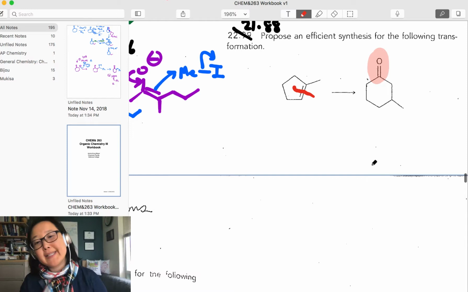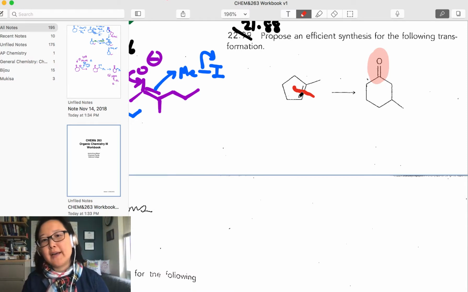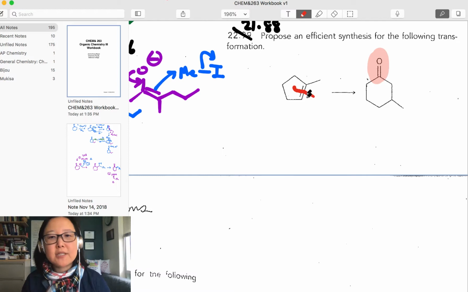Now there are two kinds of oxidative cleavages we could do. We could do it under reductive conditions like ozonolysis, where you get an aldehyde here and a ketone here. Or under oxidizing conditions, you could make this a carboxylic acid. Okay, so let's look at doing both.